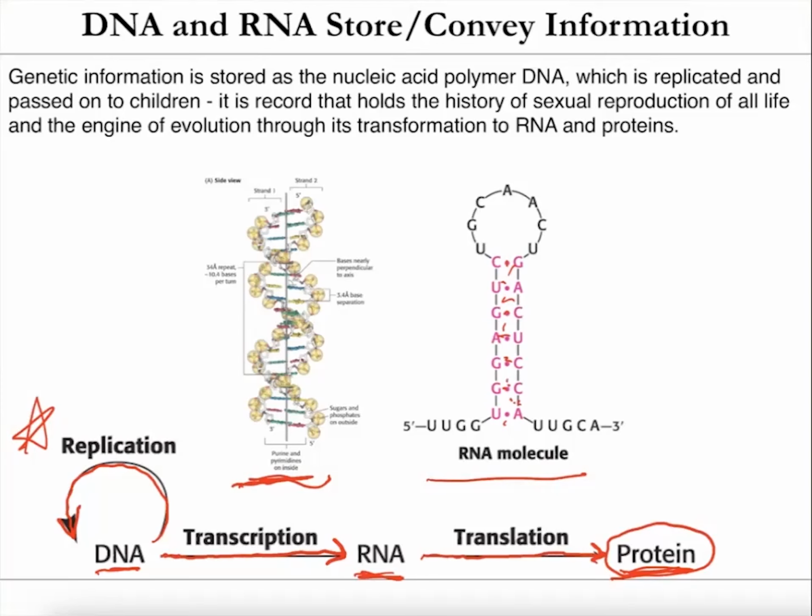But DNA to RNA to protein, we'll talk more about this later. DNA stores genetic information, and then it is transcribed into RNA, which then conveys that information by being translated into a specific protein sequence that's going to dictate the structure and the function of that protein.